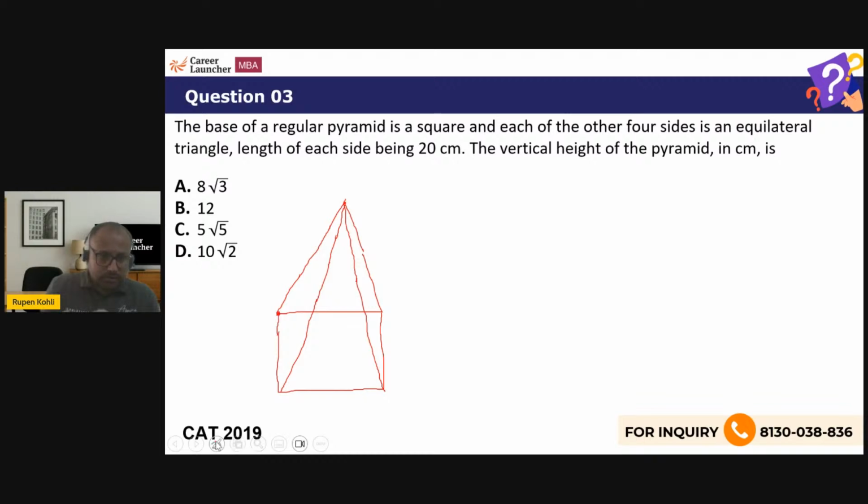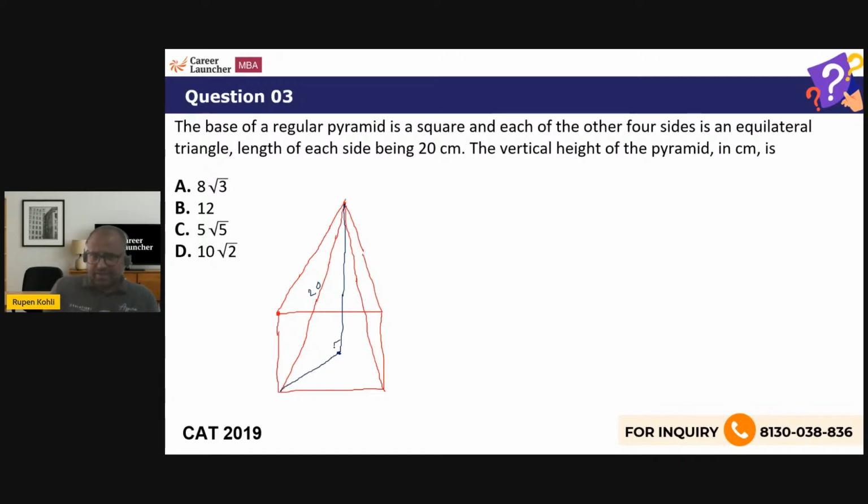Okay, so let me draw this because this is an imaginary line that I'm drawing, right? This vertical height is this vertical drop from the apex to the base of the pyramid, which will fall exactly at the center of the square because of the symmetry. So to find this vertical height, what do we do? Well, we know these are triangles of side length 20. So consider this edge, this is a 20 length edge, right? Now join this center of the base to this vertex over here.